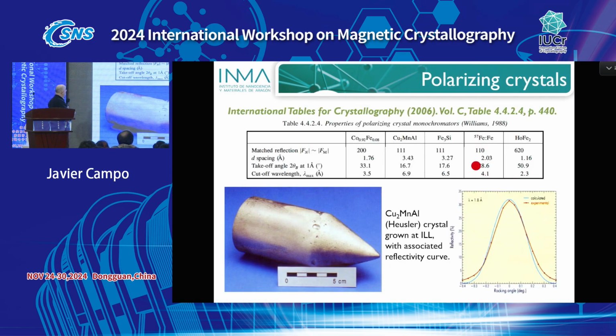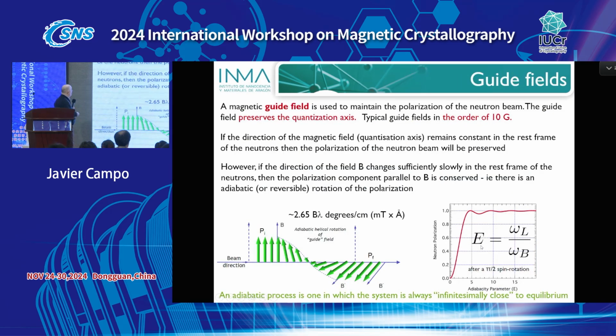You can see here this table, different materials, using different reflections for which we obtain that the nuclear structure factor and magnetic structure factor are similar, and then we can use them as polarizing crystals. Then how can we guide the polarization? Here I want to explain two concepts.